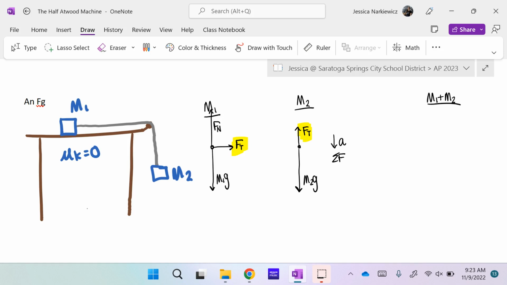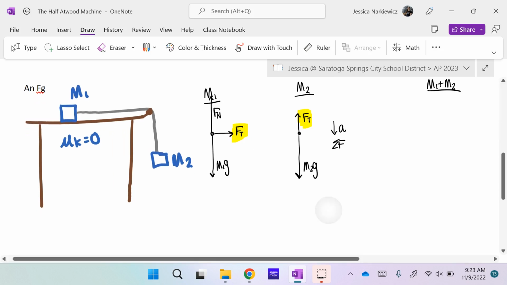So I have a net force downwards. What gets sort of confusing about this sort of system is that I have one object moving to the right and one object moving down. So I have objects moving in different directions, and the x and y directions aren't supposed to mix, so things get a little bit confusing.